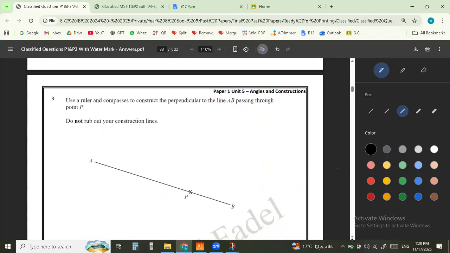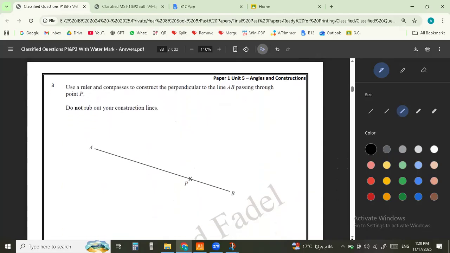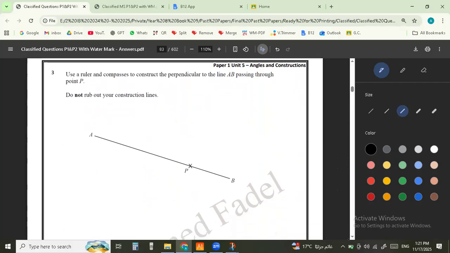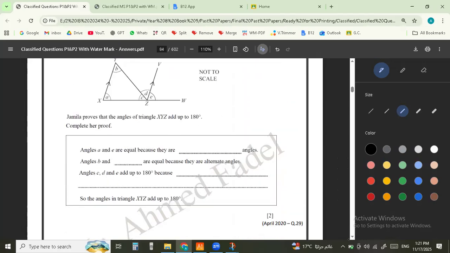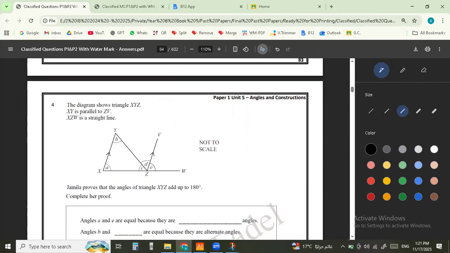Use a ruler and compasses to construct the perpendicular to the line AB passing through point P. Guys, this question is explained to you in a different video related to constructions, lesson 5.4. You're going to find a list of videos. One of them explains how to find a perpendicular line to a specific point on a line segment.